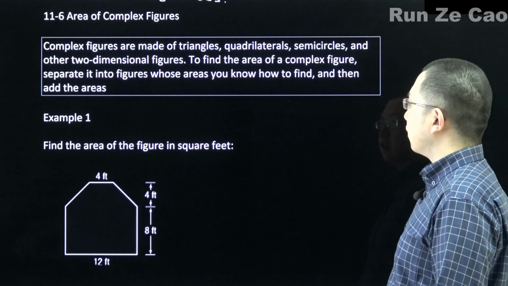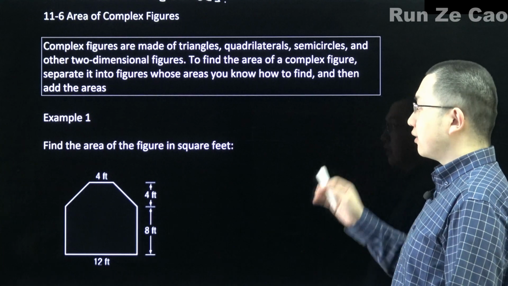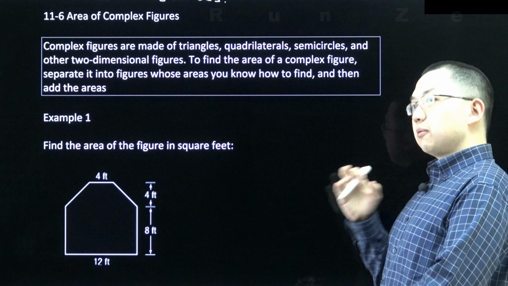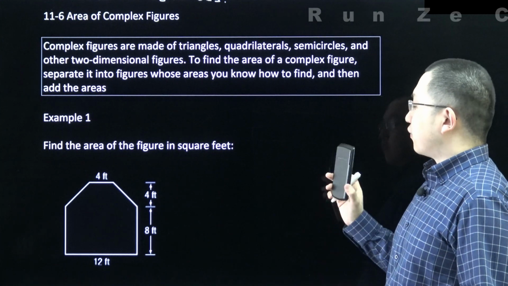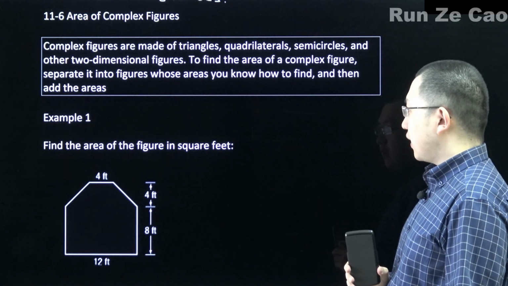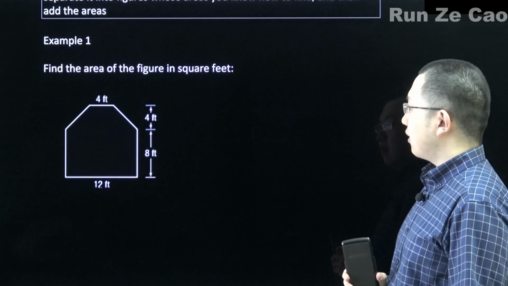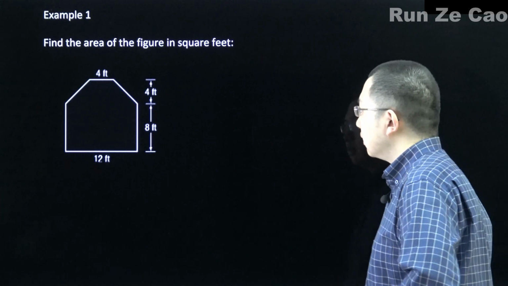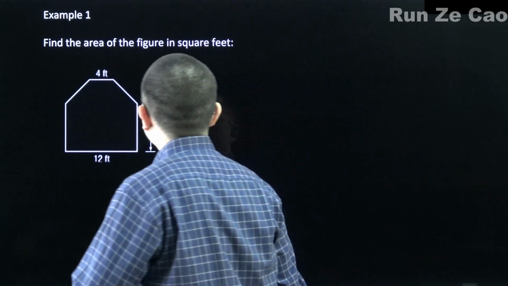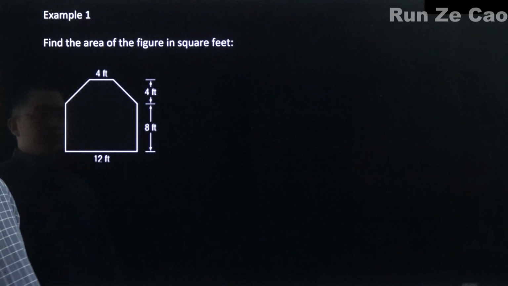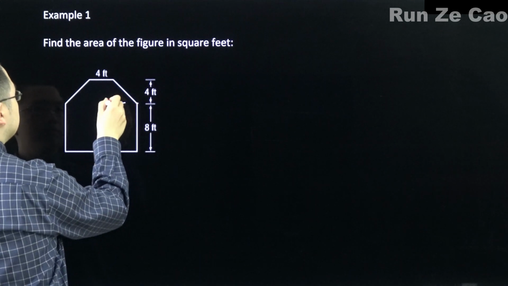Area of complex figures. It's made of triangles, quadrilaterals, semicircles, other two-dimensional figures, added or subtracted. So to find the area, separate into figures that you know how to find, and then add or subtract the areas. So find the area of the figure in square feet. Well, in this case, we have a rectangle.